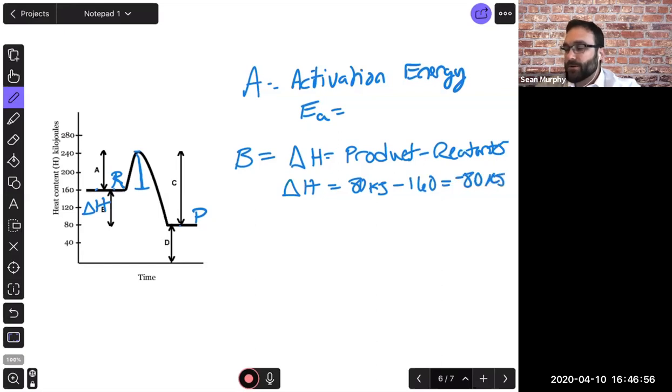Okay, so again, just because it's a negative number does not mean that it's a small number, it just means the direction. Okay, oh, wait a second, that's negative. So this is an exothermic reaction because my delta H has lost heat. I've lost heat. I started with a lot and I went down. So I have a negative delta H.